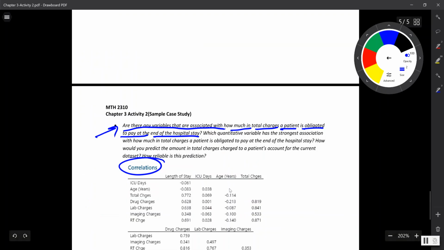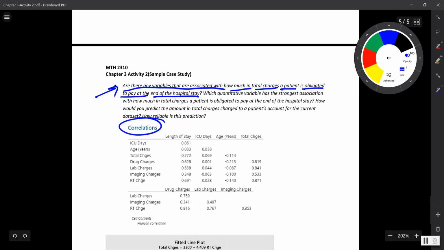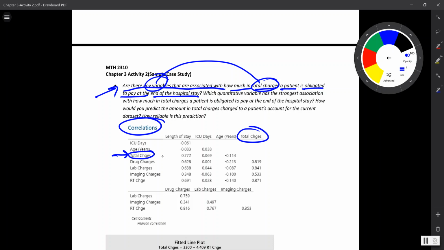Now, back in my own report, what I observe is this. I am interested in variables that are associated with total charges, so I will look for where total charges is. In this case, we've seen this number before. This is how strong the relationship of total charges is with length of stay. I can tell that I have a 77.2% strength of relationship between length of stay and total charges. Then I have this, about 6.9%, that is really weak.